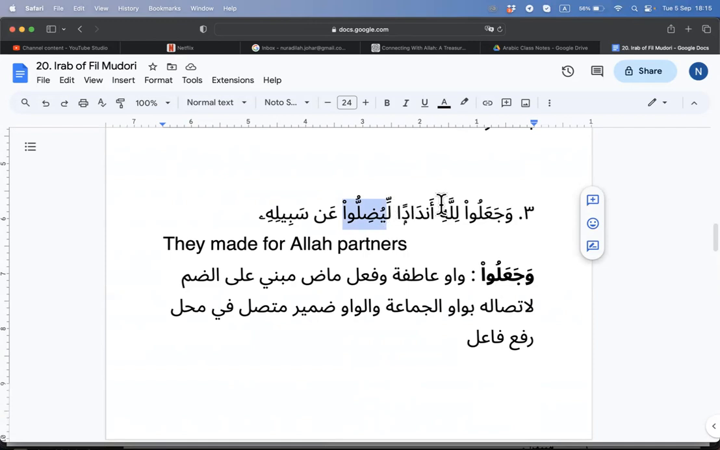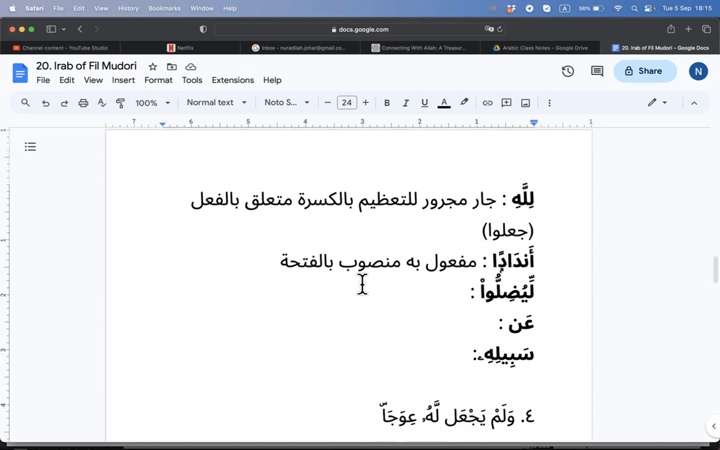They. Okay. So if you say it is lam likai, so that they will lead others from the path. If you say lam is wal fali, they should lead others from the path. Which one makes sense? They made for Allah partners so that they can lead others astray. So this is actually mansub.